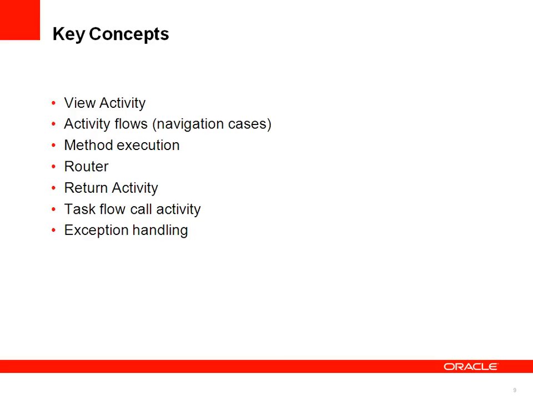Then we have the task flow call activity, which you use to nest bounded task flows. So one bounded task flow can call another bounded task flow, and you can go as deep as you want with that. And we have exception handling, which is a declarative way for you to define what to do in case of a specific exception, instead of showing an exception stack trace to the user.